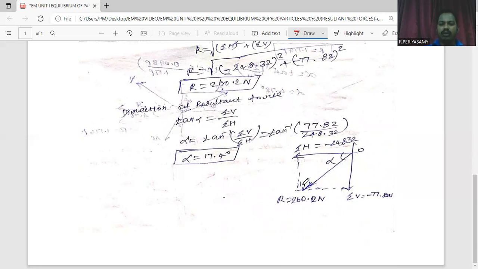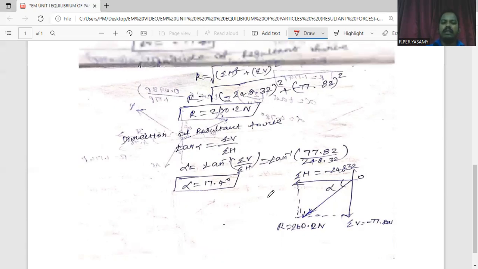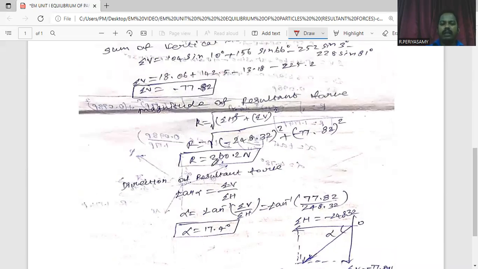Here the resultant force magnitude value is 260.2 Newton. Its angle, the alpha value, is 17.4 degrees. This is the final result of the given problem.